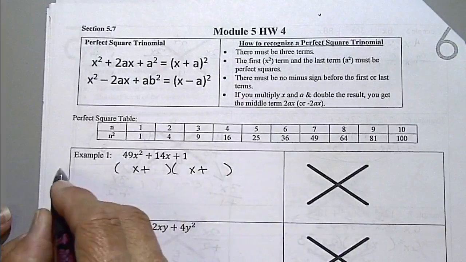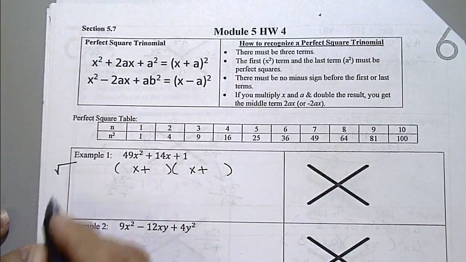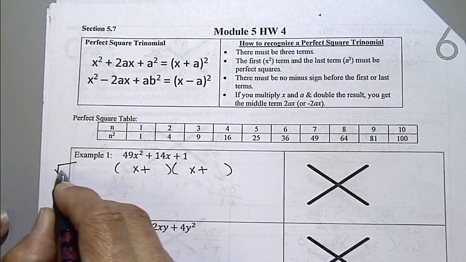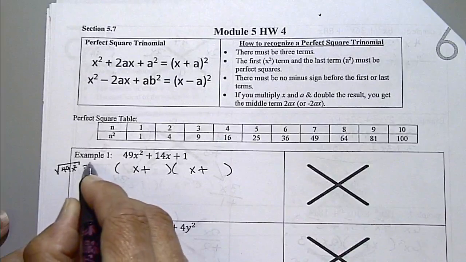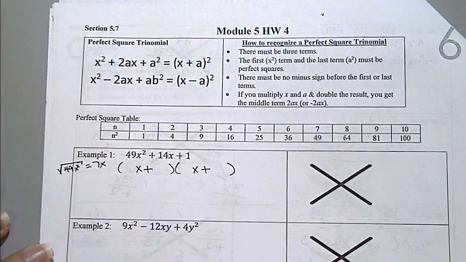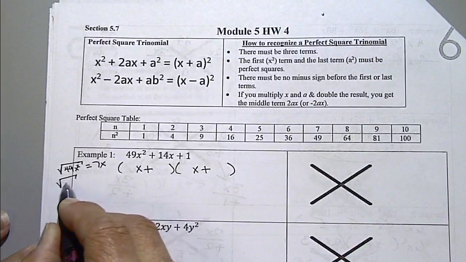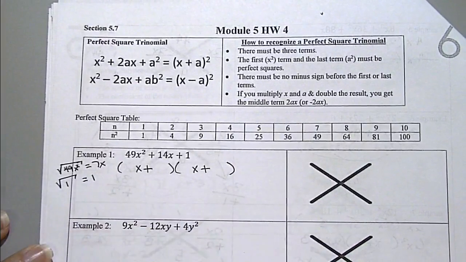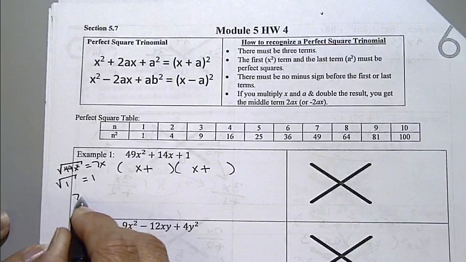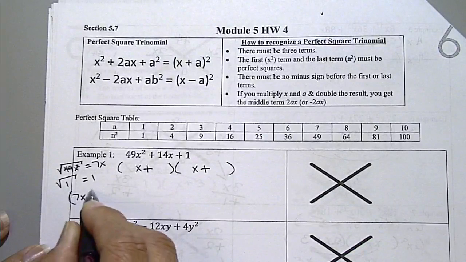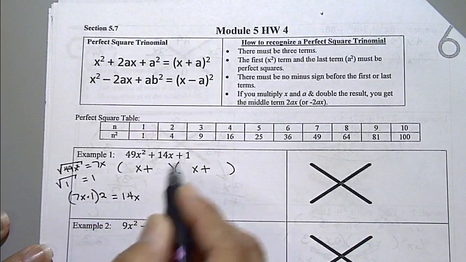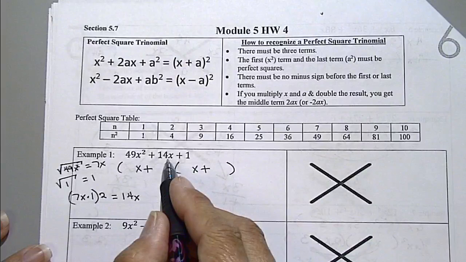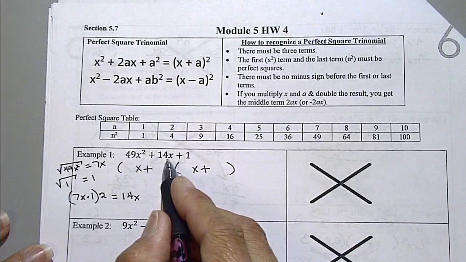Now, if I take the square root of 49x squared, that's going to be 7x. True? If I take the square root of 1, it's going to be 1. If I multiply those two together and then multiply that times 2, I'm going to get 14x. Look what 14x is. My middle term. It's a perfect square trinomial. That's the way I check it.